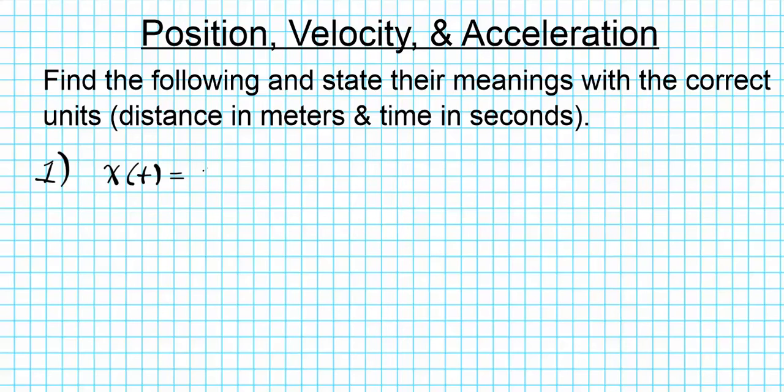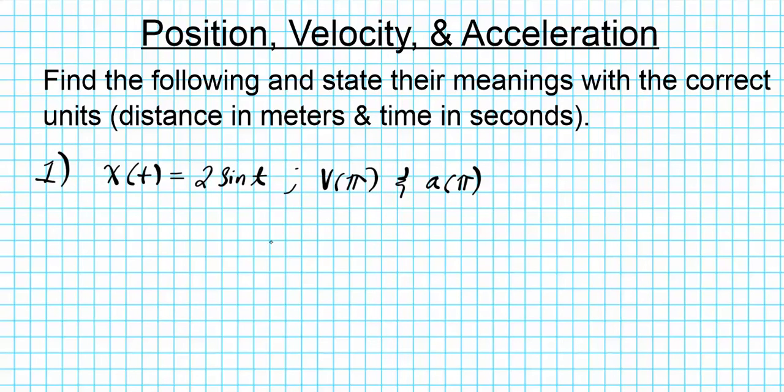Okay, so for number one, we have the function x of t equals 2 sine t. So that's a function we have to find v of pi and a of pi.